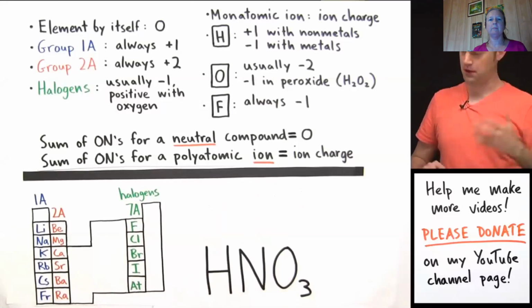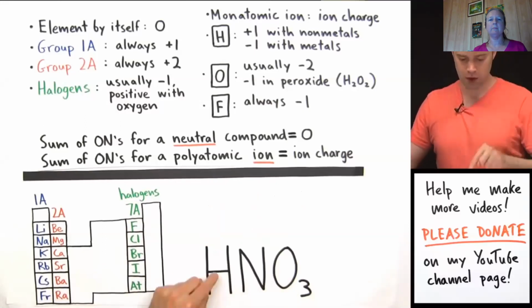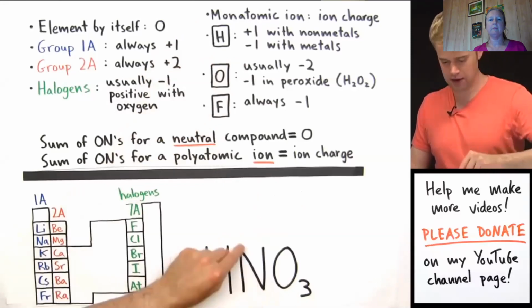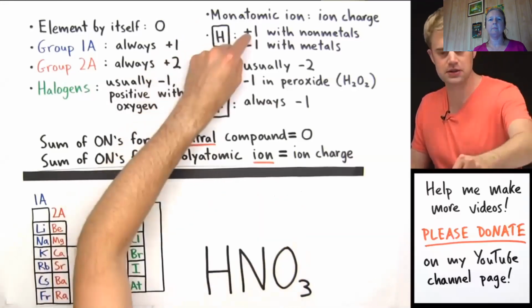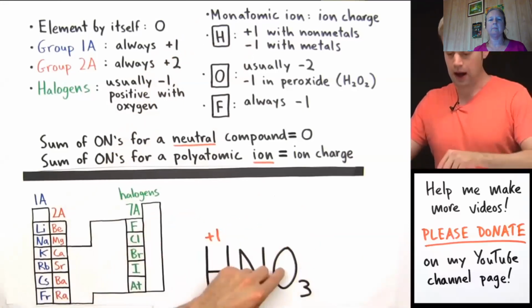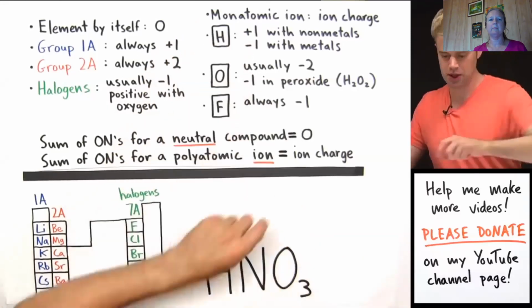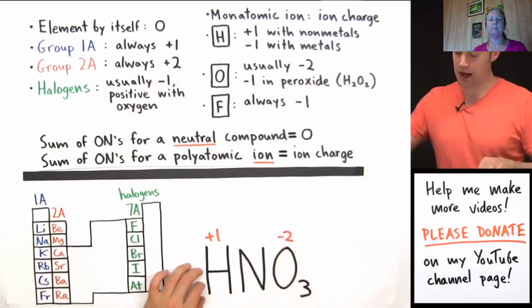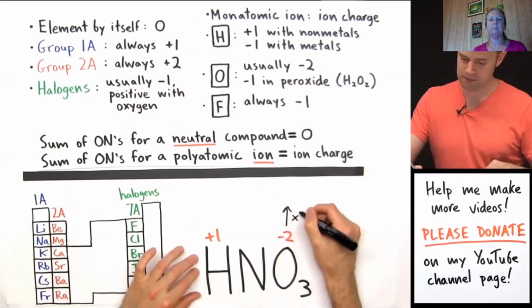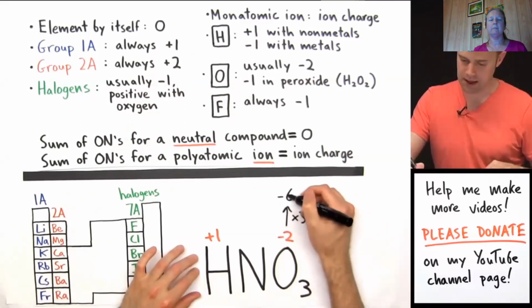HNO3. Okay, let's take a look at the rules. We got hydrogen. Hydrogen here is combined with nonmetals, nitrogen and oxygen. So that means that its oxidation number is going to be +1. Oxygen over here is going to be -2, but we have 3 oxygens. So we got to take this -2 times 3 to get -6.